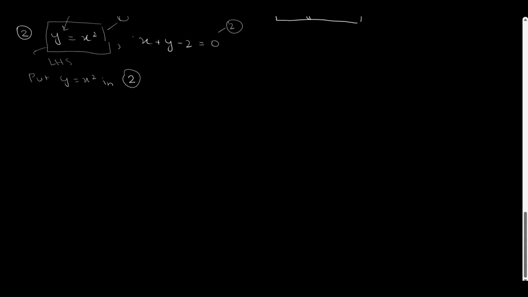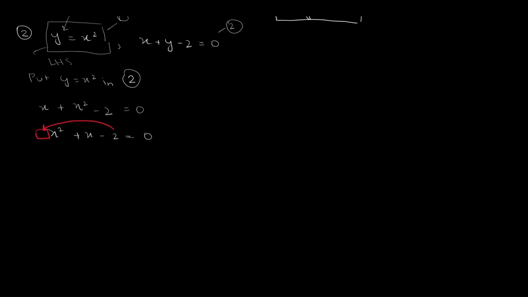So x plus y minus 2 equals 0 becomes x plus x squared minus 2 equals 0. Now we'll solve this quadratic equation. Let's first rearrange this and set it equal to 0. Whenever we're solving a quadratic equation, we have to multiply the constant with the coefficient of x squared, which is 1 over here, right? It's not written, which means it's 1. So 2 into 1, I'm just doing it here for your convenience, equals 2.